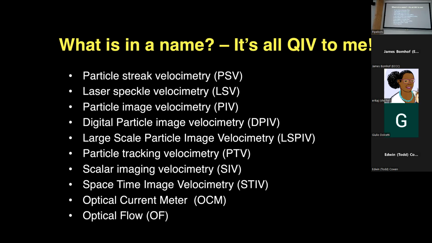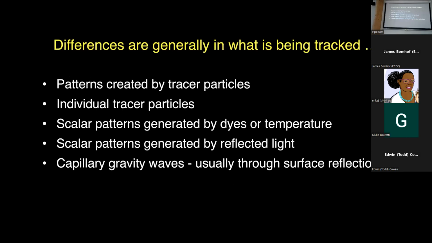Here's just a few when I give talks on general quantitative imaging techniques. But for me, it's all QIV, or quantitative image velocimetry, because in the end, what we're doing is taking images and trying to extract velocity vectors from them. So we're doing quantitative work with these images. And I think as we think about these techniques, there are lessons to be learned from all of them as we try to apply them to do the kind of task we're interested in a better and more accurate way.